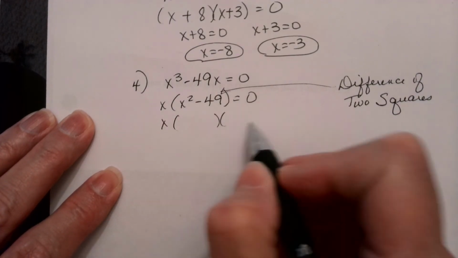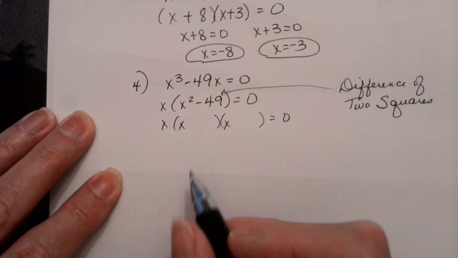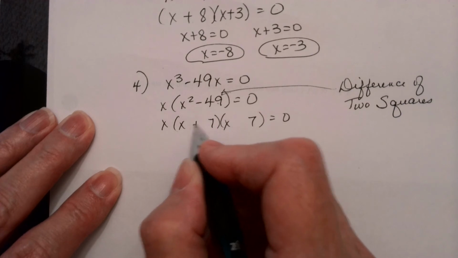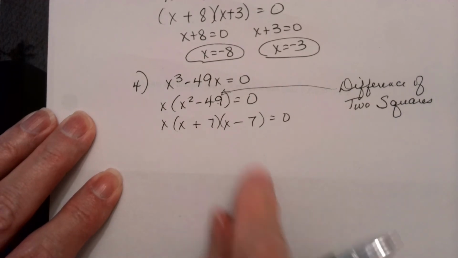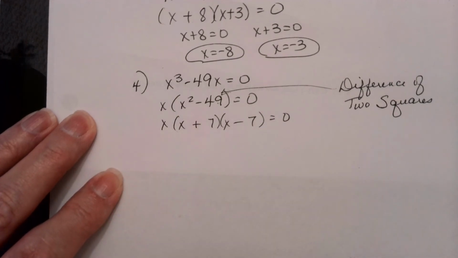When you see that, you set up your parentheses like normal. Put your x's there. Figure out what's being squared. It's a 7. Make one positive and one negative. So when you multiply them together, you get negative 49. But when you add them together, you get 0. And that's why you don't have an x term.